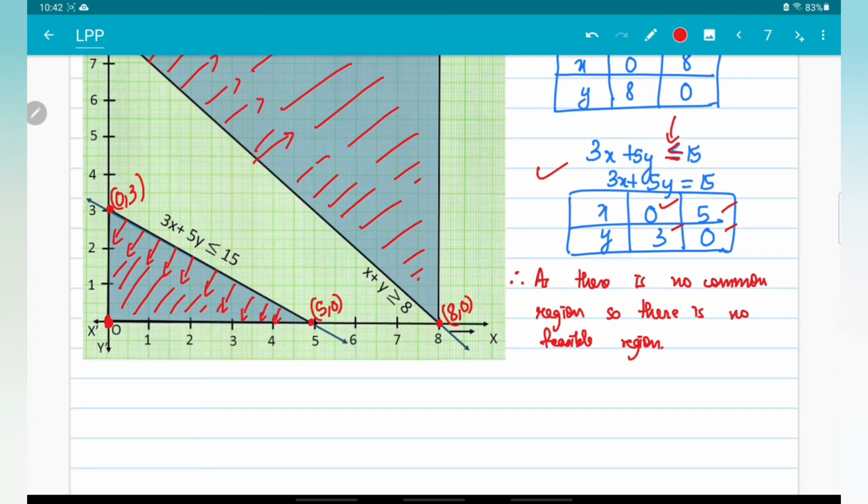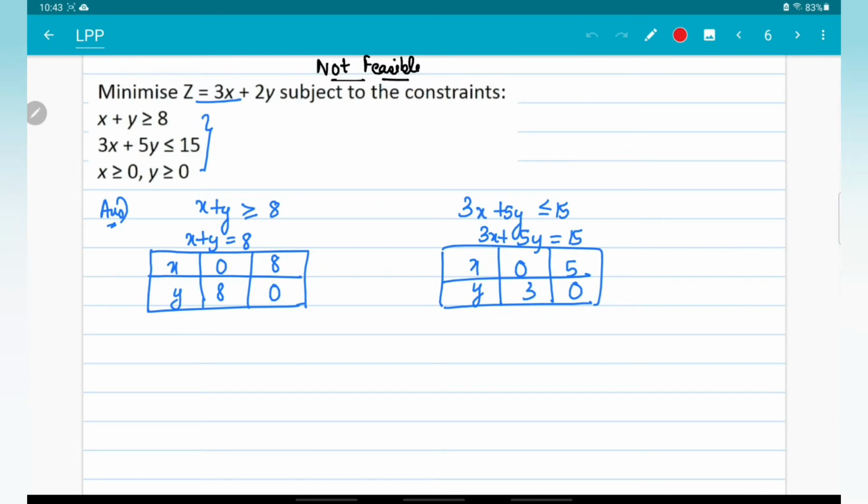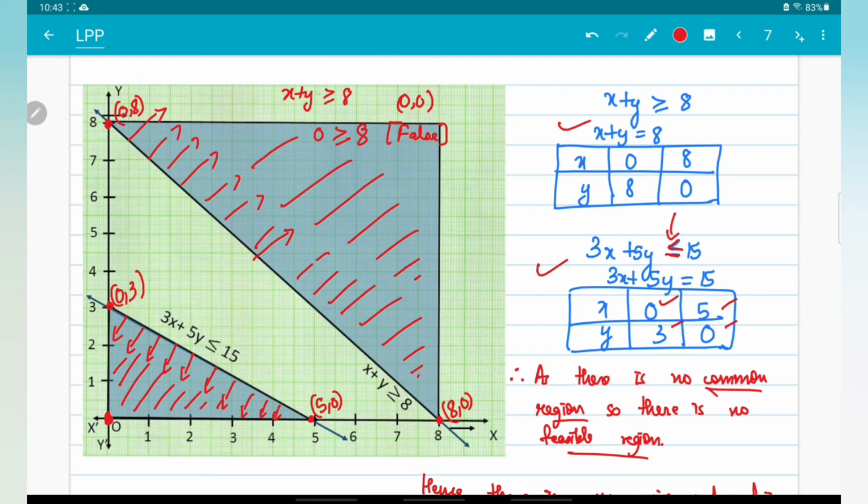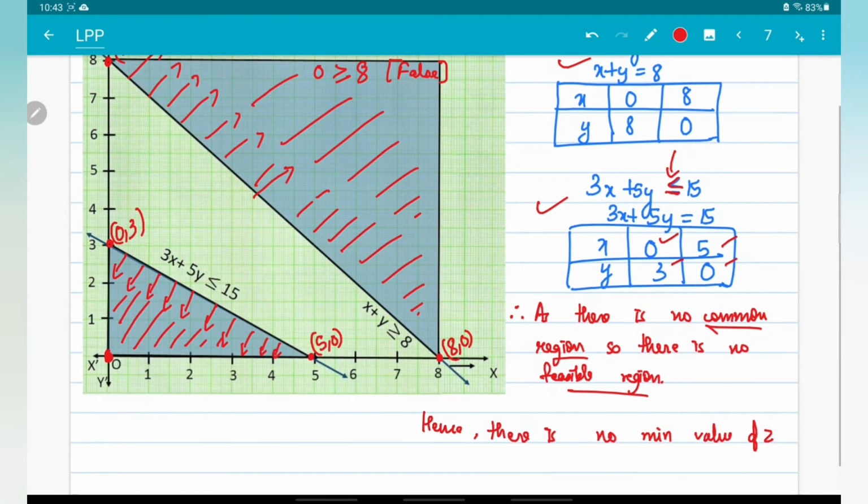So how are we going to find the corner points, and then how are we going to find the maximum or the minimum value of z? Since there is no common region, there is no feasible region, which means that there is no minimum value of z. In our question we were supposed to minimize this z, that is our objective function, but since we didn't find any common feasible region, there will be no corner points, so we cannot find any minimum value of z. There will be no existence of any minimum value of z. So this was an example of a non-feasible region.